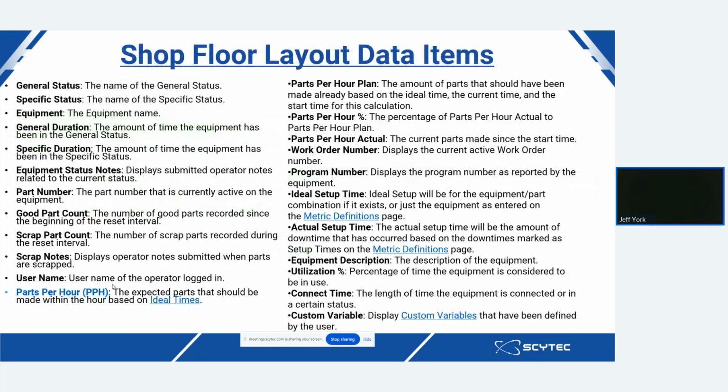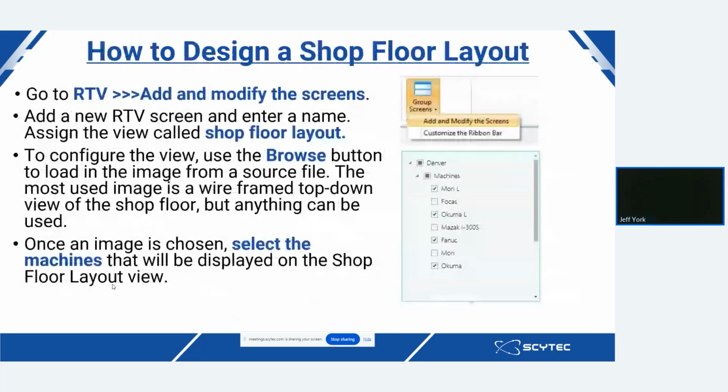The data parameters that you can have inside of your shop floor layout are no different than any of the other data items pulled off of your machines inside of DataXchange, including general and specific equipment statuses, their durations, ideal setup times, actual setup times, utilization percentages, parts per hour, scrap part counts, etc. There is a plethora of things that you can pull off your machines and have displayed via your shop floor layouts. Now I'm going to describe how you can design your shop floor layout.